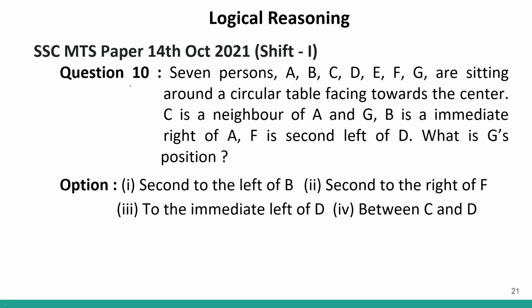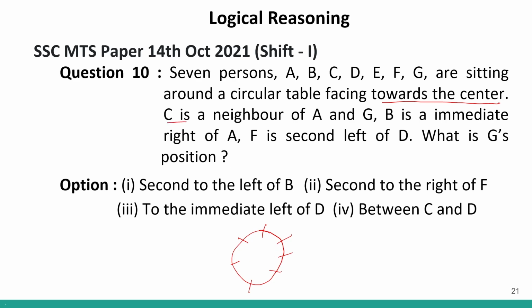This is a circular seating arrangement. So there are 7 people who are sitting around a circular table and they are facing towards the center and we have to find the answer to the question. So I'll take 7 people around a circle. So 1, 2, 3, 4, 5, 6, 7. Everybody is facing towards the center.